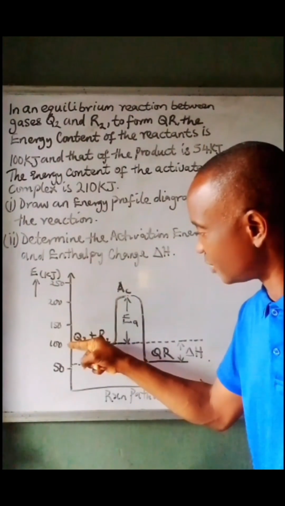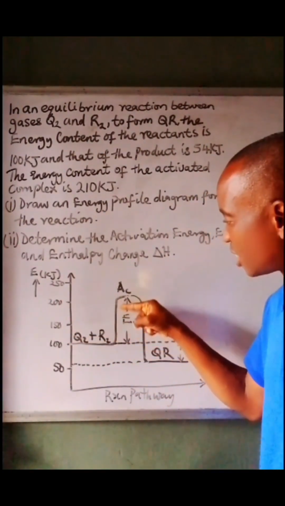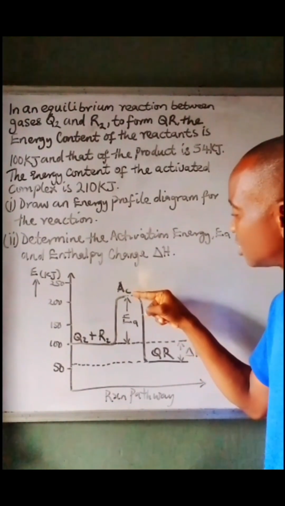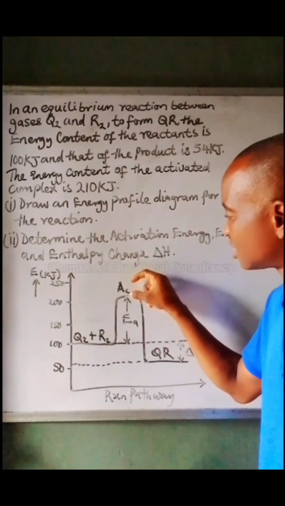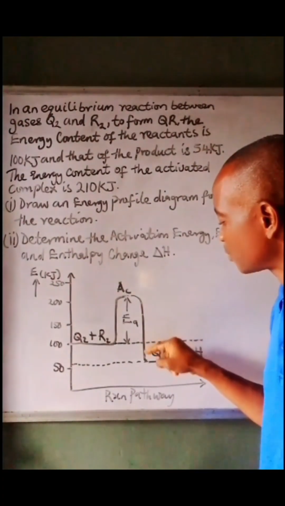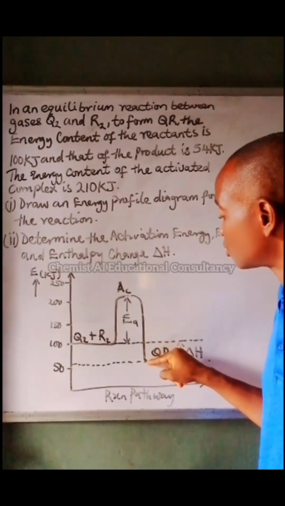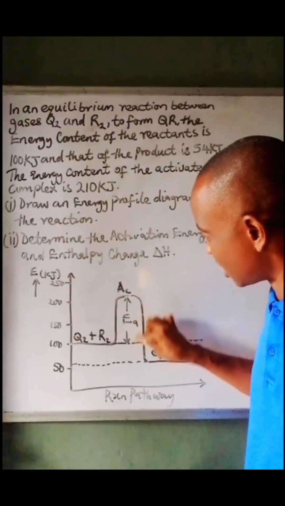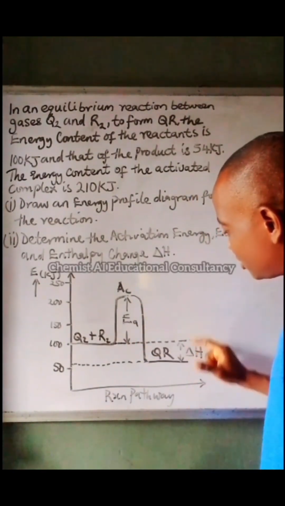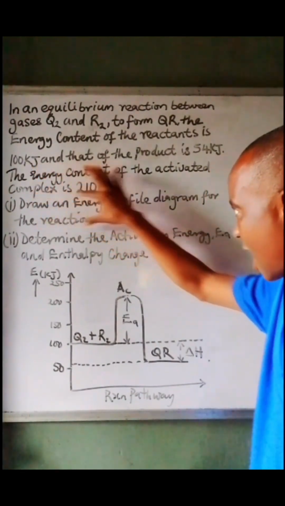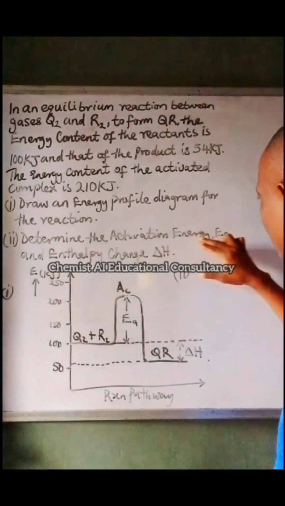The reactants have the energy 100, and when they start to react, the energy increases up to 210 kilojoules. An activated complex is formed, and then this activated complex loses energy to 54 kilojoules where the product exists. This is the energy of the activation or activation energy, and this is the enthalpy change delta H. And this diagram just answers question 1.